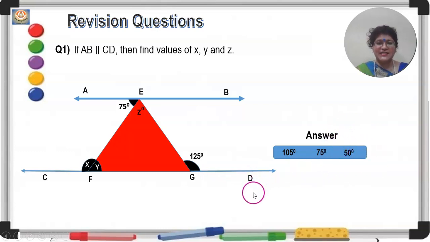So I have discussed this question. I want you to write the solution on your own. You will draw the diagram and below that give the solution and ensure that your answer matches with this answer that is given out here. Okay. Now let us look at another revision question. Question number 2.